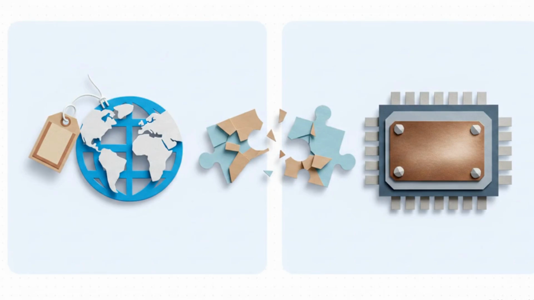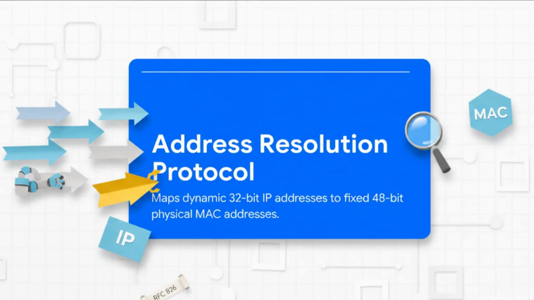Basically, we're dealing with two totally distinct addressing schemes here. It's like a massive language barrier. On one side, you've got these dynamic 32-bit logical IP addresses hanging out at the network layer, and on the other side, you've got the fixed 48-bit physical MAC addresses that are burned right into the network interface cards down at the data link layer. The big challenge is figuring out how to seamlessly translate that temporary logical state into a permanent physical fingerprint just so the packets can actually reach their intended silicon. And that is exactly where ARP swoops in to save the day.